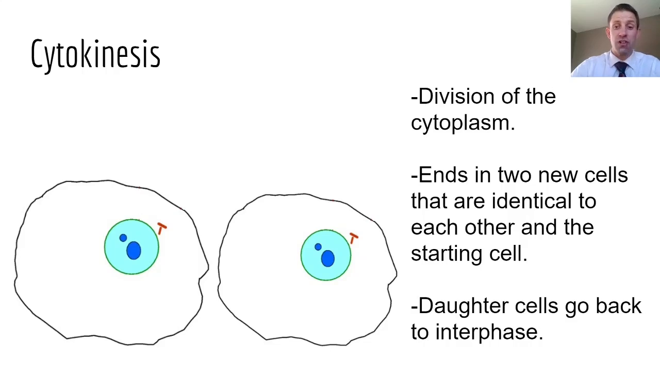Now you have two cells that are smaller than the original, and they'll go through the growth process with interphase. They'll go through S phase again, they'll go through G2, and then eventually they'll go through the mitosis phase, followed up by cytokinesis. So that's a quick look at the whole process of the cell cycle, starting with interphase and working our way all the way through mitosis, and then finally cytokinesis.